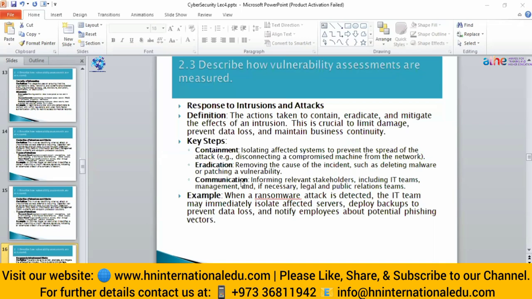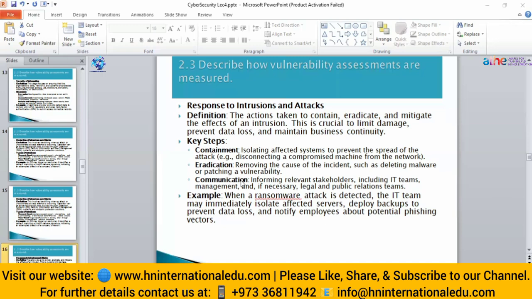Then eradication means you remove the cause of the incident. If it was due to malware, you will delete that malware. If it was due to a vulnerability, you will patch that vulnerability. Communication: you will inform your relevant stakeholders like your IT teams, your management, and if needed, the legal or public relations teams, like in a ransomware attack.